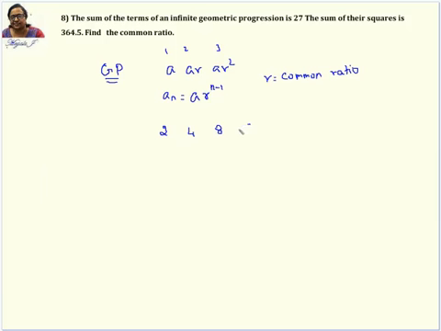How was it 13? Sorry, ma'am. 12, ma'am. How? That is a common difference. When you go for the common difference, you are taking the difference of the two. Whereas here, if you see, the differences are not the same. 2 and 4, the difference is 2, whereas 4 and 8, the difference is 4.